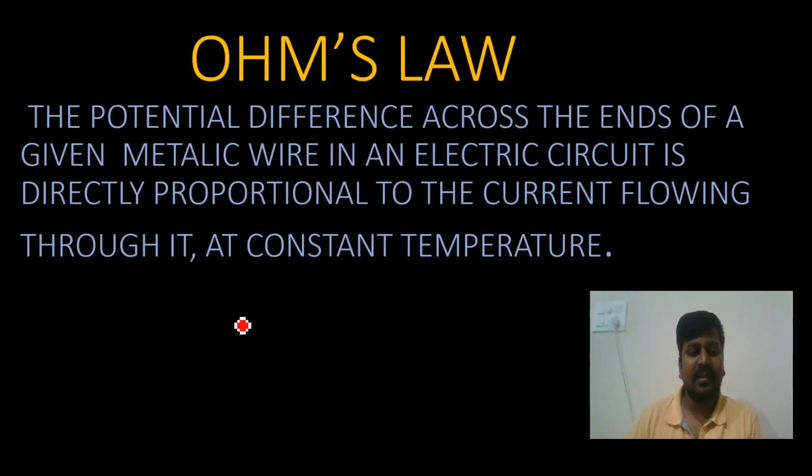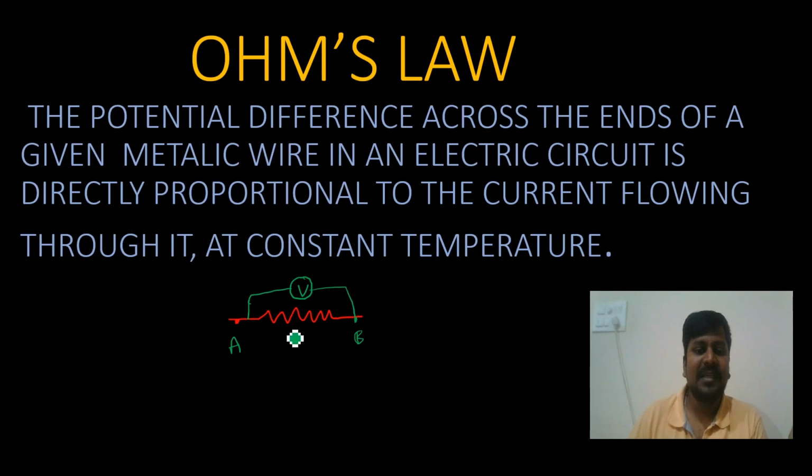You can consider some given metallic wire, or simply any metallic wire. I am considering one point here and another point here. So the potential difference across a given metallic wire is directly proportional to the current flowing through it. The potential difference will be there across this given metallic wire.